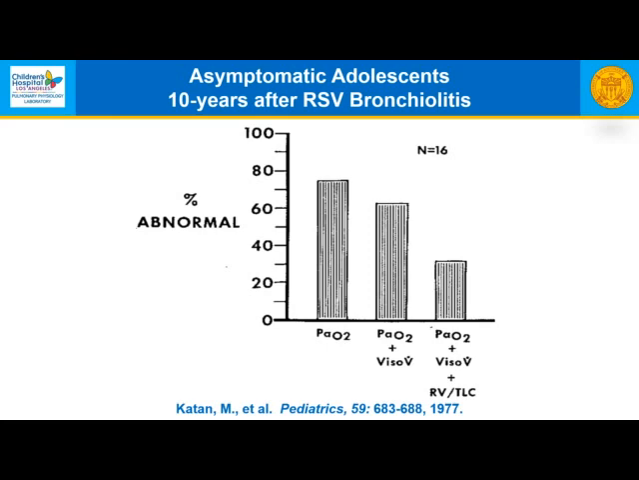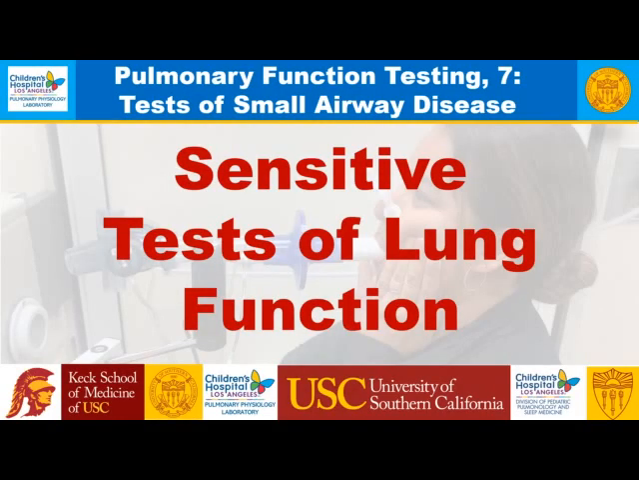And you can see this is the same study. About a third of subjects overall had a combination of abnormal PO2, volume of isoflow, and hyperinflation. A little over 60% had abnormal volume of isoflow. All right, so let's just put it all together.